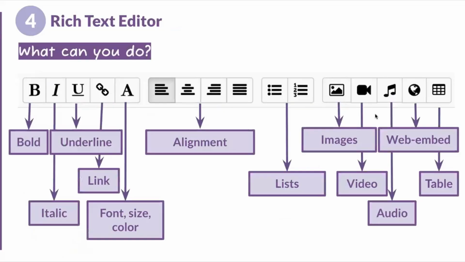All right. So that rich text editor, you might have seen, wow, there was a whole bunch of other things that you can add in there. You can definitely bold, italicize, underline, add a link, change your font size or color. You can do your justification or alignment, your lists, add in those images, video, web embed, table, or add in some audio.